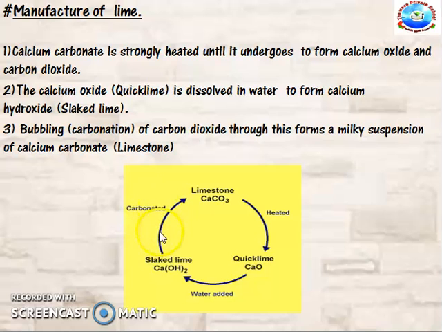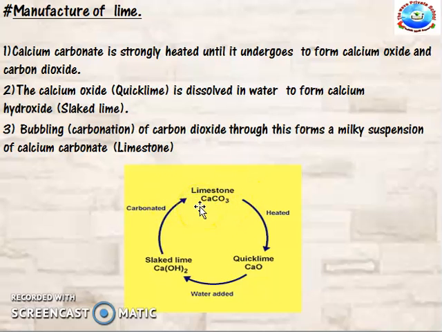So what happens? They pass carbon dioxide. When carbon dioxide is passed into the solution of slaked lime, the solution turns cloudy, or you can call it milky also. Here the solution is clear, and when the bubbles of carbon dioxide are passed, the solution turns milky or cloudy. And then it again converts into limestone.